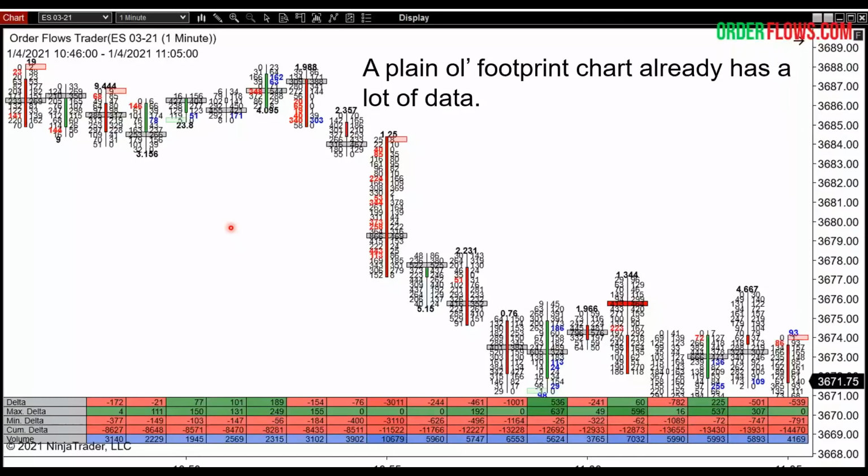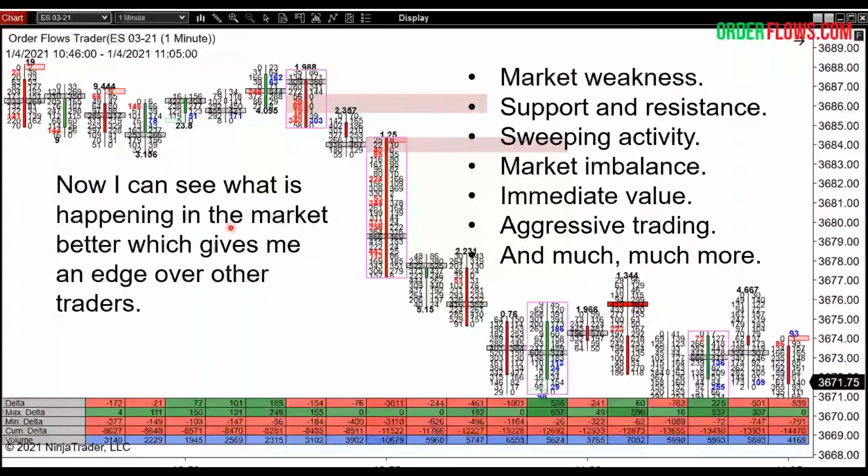And a plain old footprint chart with your imbalances, with your point of control, with your delta is a great place to start. A lot of trading platforms give you a footprint chart. And if you really want to learn how to use a footprint chart, go to my YouTube channel. I've got tons of videos on how to read a plain footprint chart. It's very helpful. Even if you just learn one or two things today that you could apply to your footprint chart, that's great.